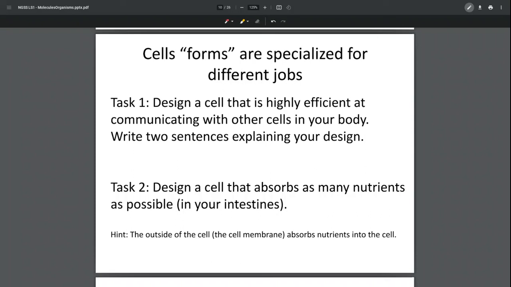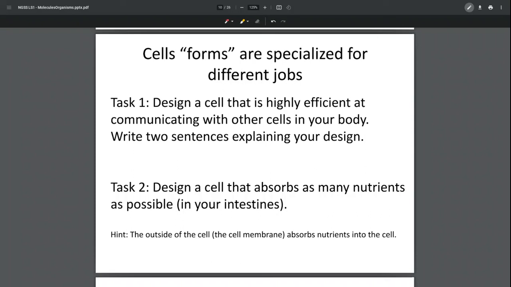What kind of shape would you want to give it in order for it to be able to talk to other cells really well? Would it need some sort of antenna? Would it be round? Would it be long? Would it be tall? What would it be? Okay, what would it look like? And then give me a sentence explaining that.